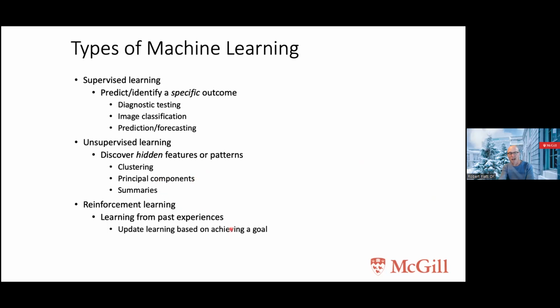And then I'm not going to talk much about reinforcement learning. Reinforcement learning is models that learn from past experiences, where learning is updated based on achieving goals. So my understanding of this is that robots and things like that work with reinforcement learning. If things go well, it will keep doing what it's doing. If things go poorly, it'll change.